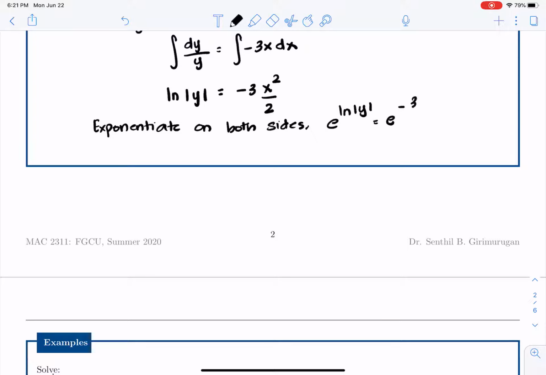So the exponential and the logarithmic function would get cancelled. So we have the absolute value of y is equal to e raised negative 3x squared over 2. But we all know that the exponential is going to result in only positive values. So I could simply write the solution as e raised negative 3x squared over 2 plus c.